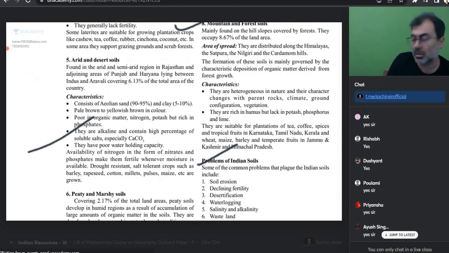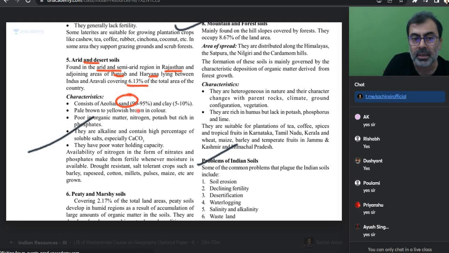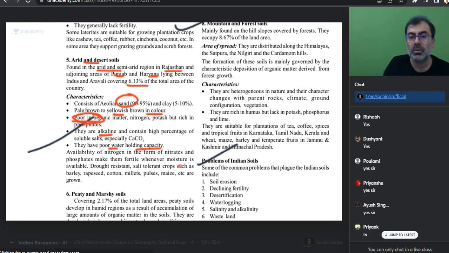Savinder Singh, Khullar. They are found in arid and semi-arid. They are in Rajasthan, Punjab, Haryana. They cover 6 point this thing. They consist of sand. They are yellowish brown in color. They are poor in material. They are alkaline. They have poor water holding capacity. सारी property तो हमें पता है. अच्छा, एक और try करें.